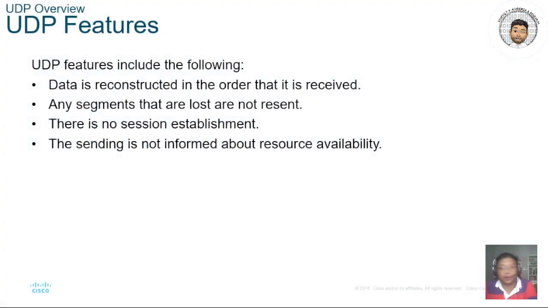Next is UDP features. UDP features include the following. Data is reconstructed in the order that it is received, and any segments that are lost are not resent. There is no session establishment. The sender is not informed about resource availability. So these are the features of UDP.